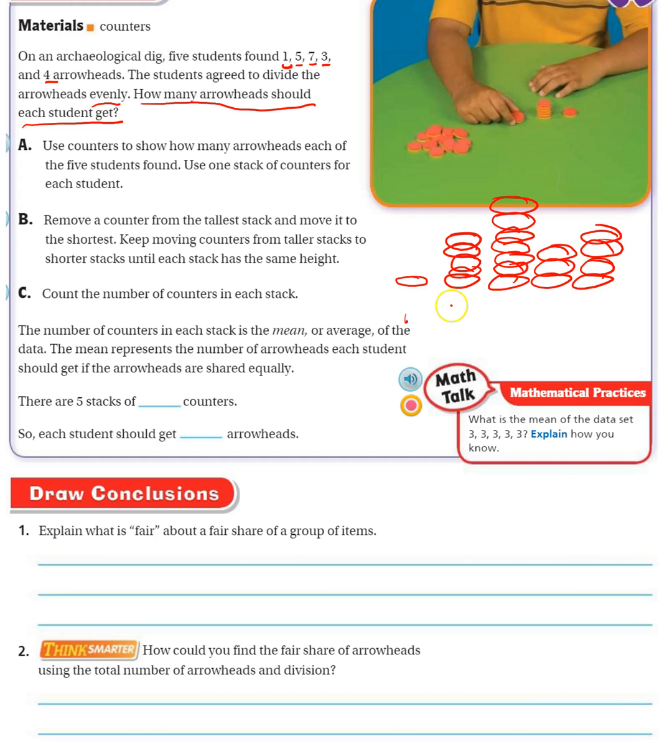There's the 5 students, 1, 2, 3, 4, 5. You're going to actually just use your counters, though. Hopefully I have enough for everybody. Remove a counter from the tallest stack and move it to the shortest. Keep moving counters from the taller stacks to the shorter stacks until each stack has the same height.